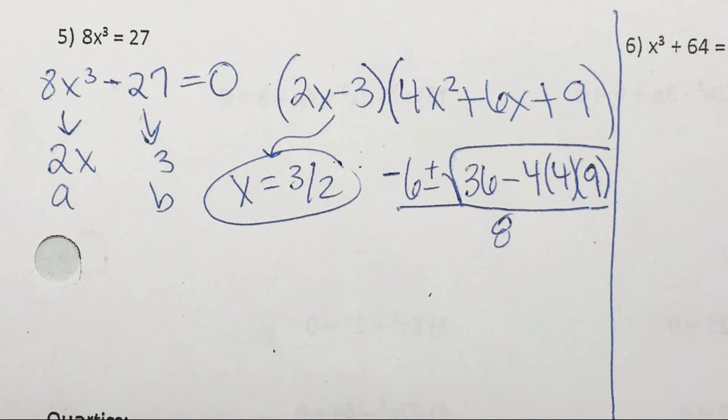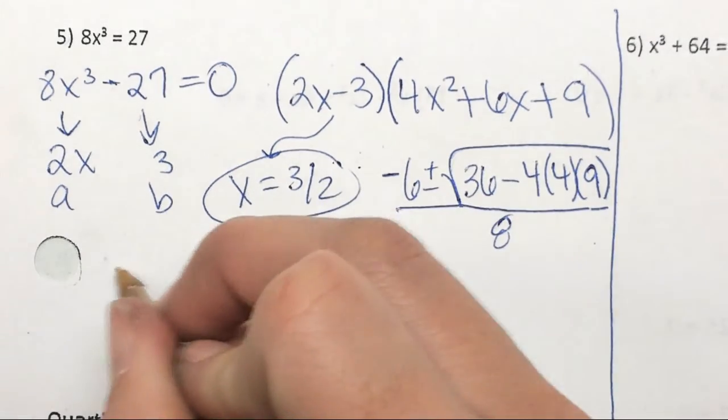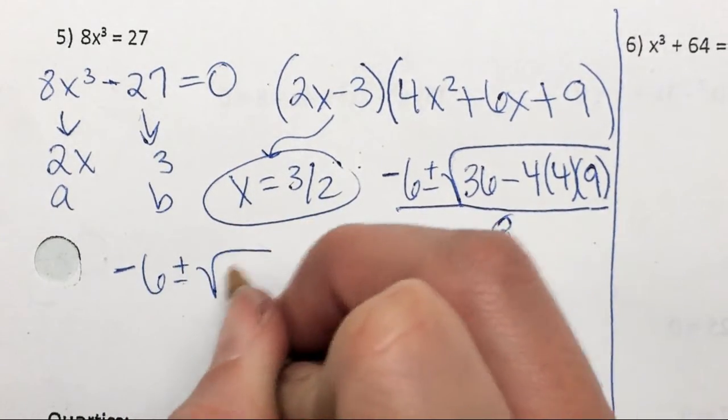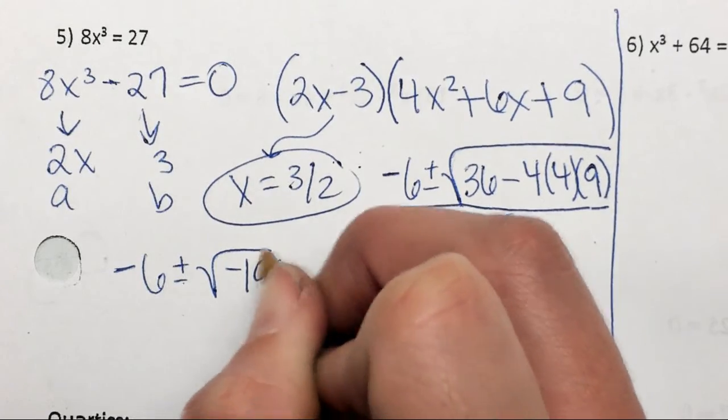What did everybody get? Negative. Did everybody get that? Okay. So we got -6 plus or minus square root of -108 all over 8.